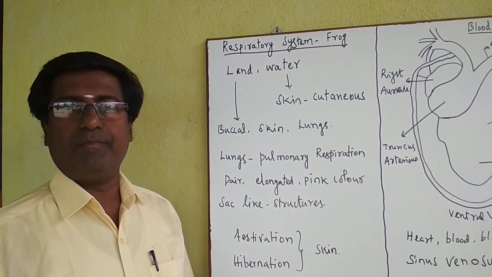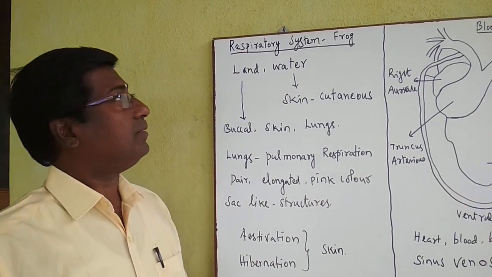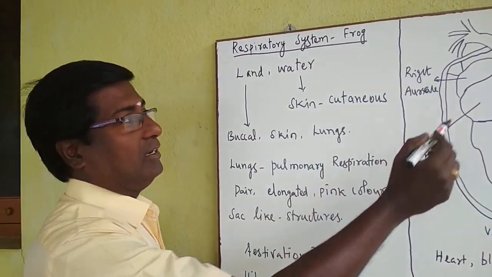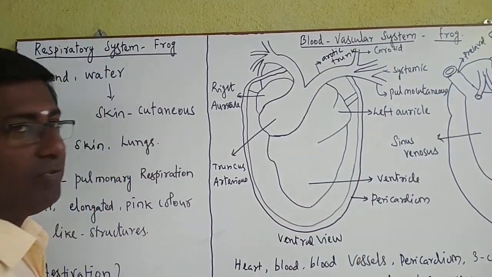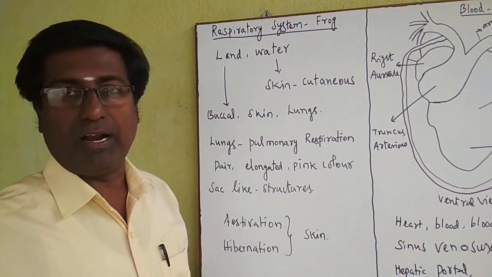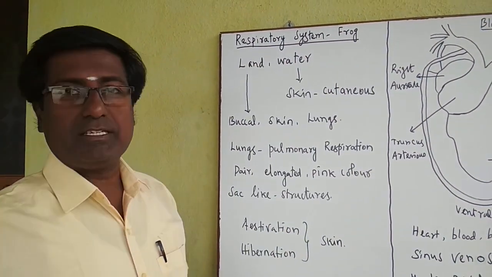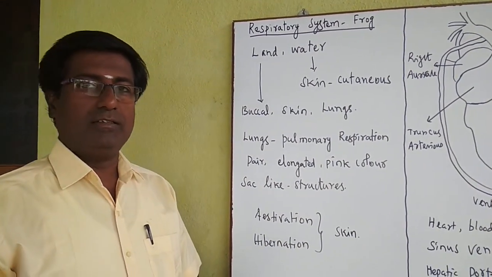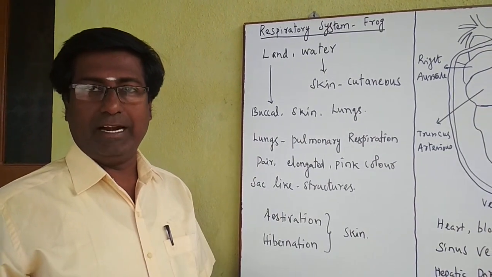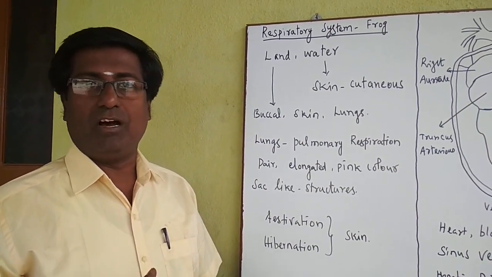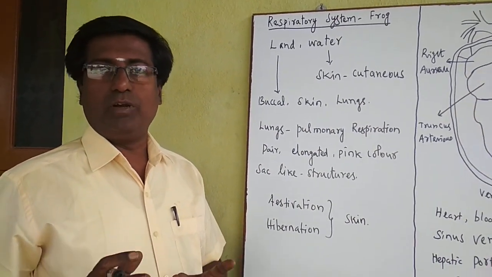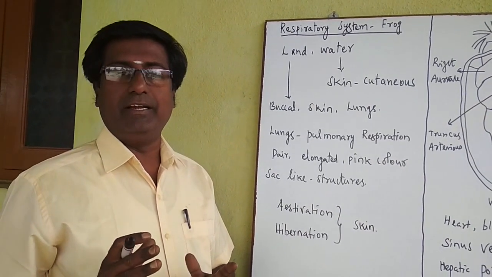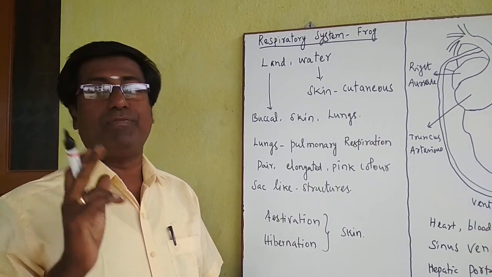Dear students, today we are going to discuss the respiratory system of the frog and the blood vascular system of the frog, that means the circulatory system of the frog. First of all, we are going to discuss the respiratory system of the frog. Actually, the frog lives in both land and water. That is why it is called amphibious. So it is different. It respires in two different ways.